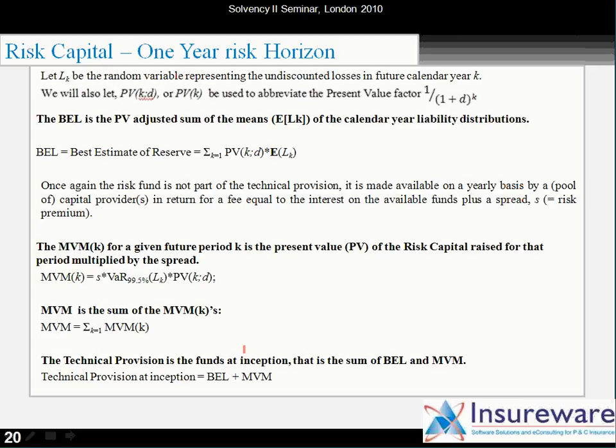L_K is the random variable representing the undiscounted losses in future calendar year K. PV_K is just the discount that is applied to year K, defined by 1 over 1 plus d_K, where d typically represents the risk-free rate. So the BEL is the present value adjusted sum of the means of the calendar year liability distributions. The BEL, the best estimate of reserve, is the sum of the mean losses in year K multiplied by the discount factor.